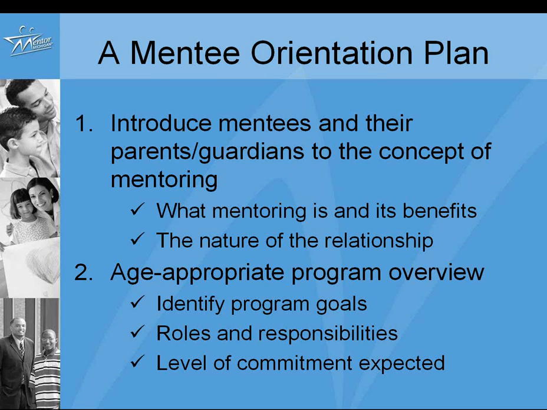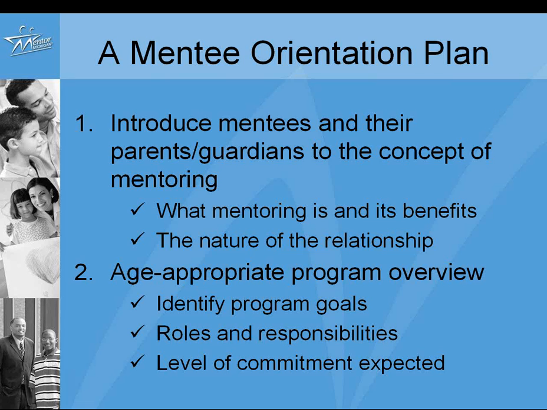So in that overview, you should include your program goals. You should talk about the roles and responsibilities for the mentees, the mentors, and the parents and guardians, and then also the program staff. And quite often we're focused on the roles and responsibilities of the mentors, but it's equally as important to make sure the mentees know what they need to do and what they can expect, and the same thing for the parents and guardians.